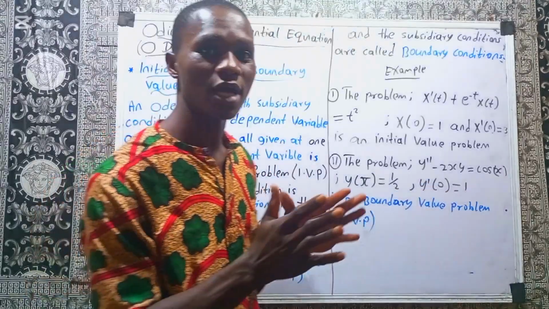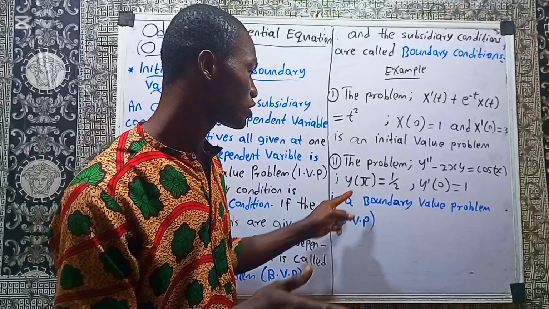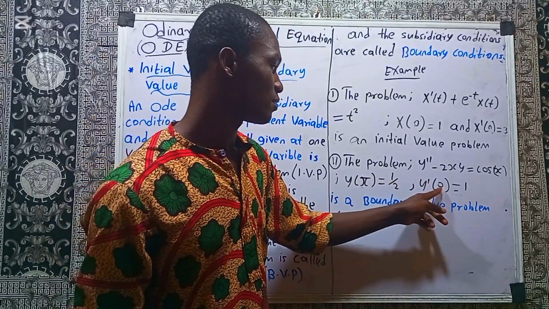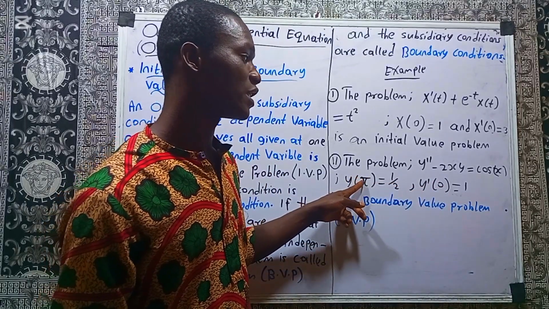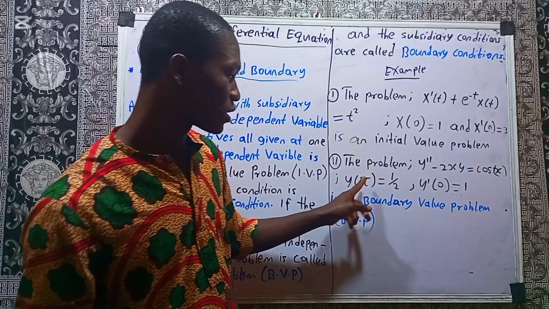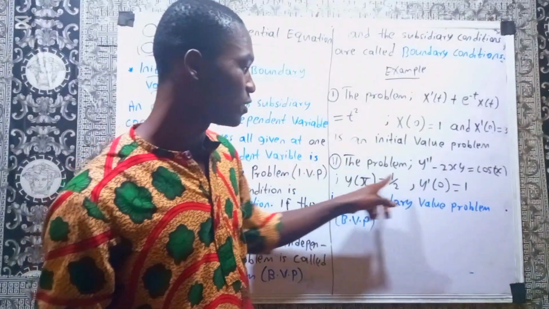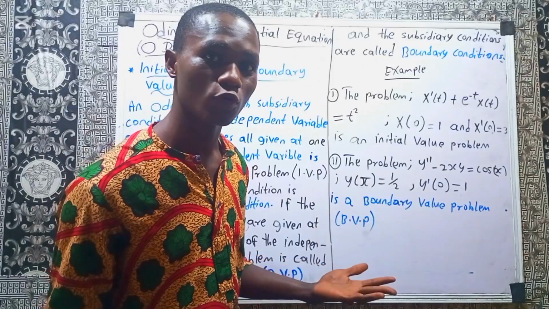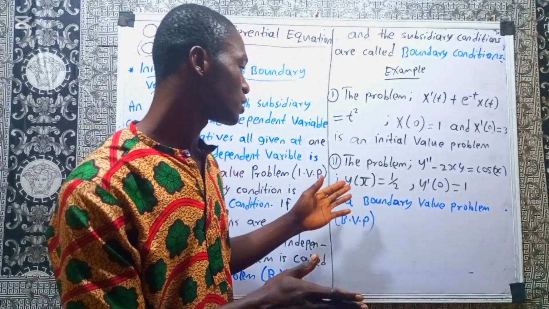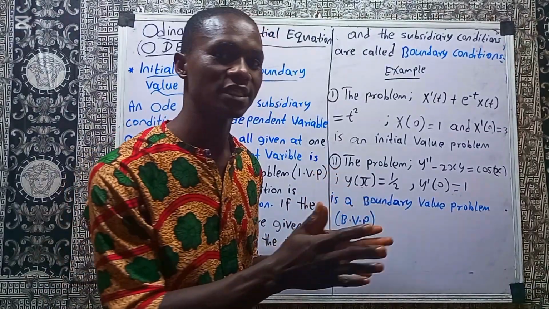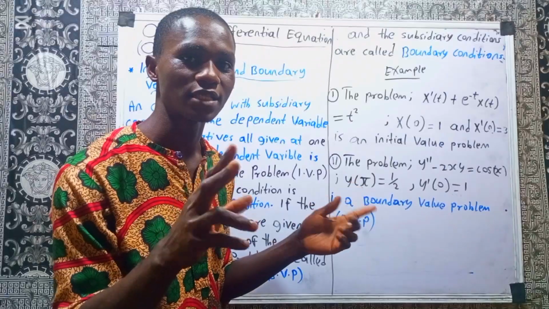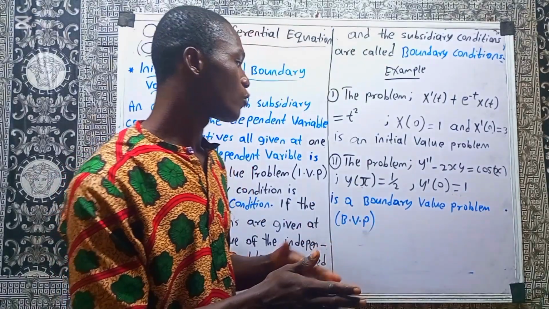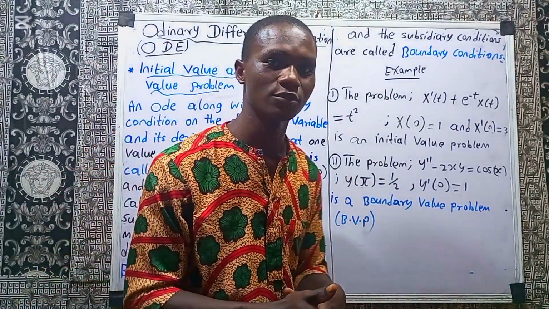Now I told you that what you consider is what is inside the dependent variable and its derivative. What is inside here is what? Pi. What is inside here is what? 0. Pi and 0, are they the same thing? No. So the conditions on the dependent variable and its derivative are given at what? Two different points, right? So we call such a problem a boundary value problem.